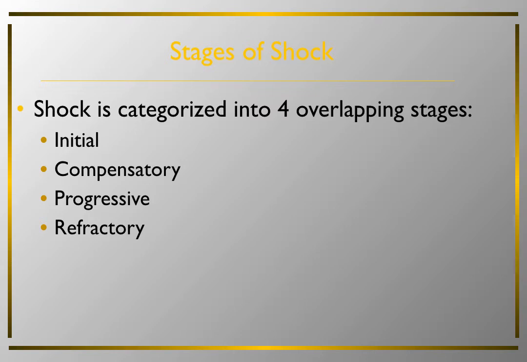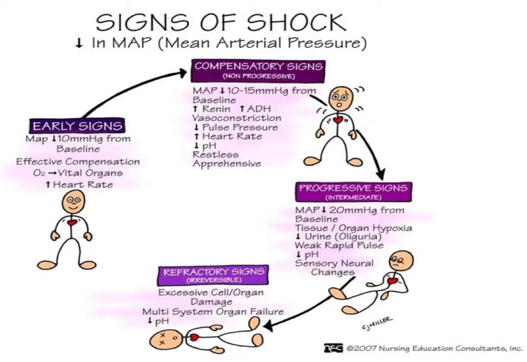So shock is categorized into 4 overlapping stages, which includes the initial, compensatory, which we just talked about a little bit with our case study, progressive, and refractory stages. And here's a picture to go through those stages and how it affects MAP.